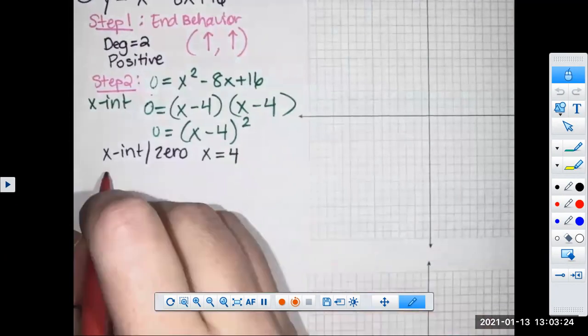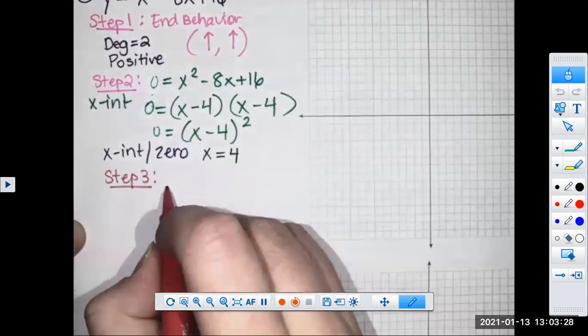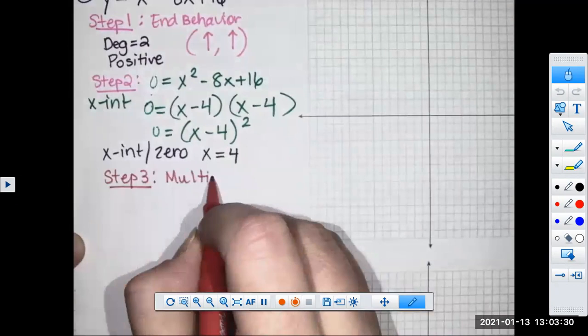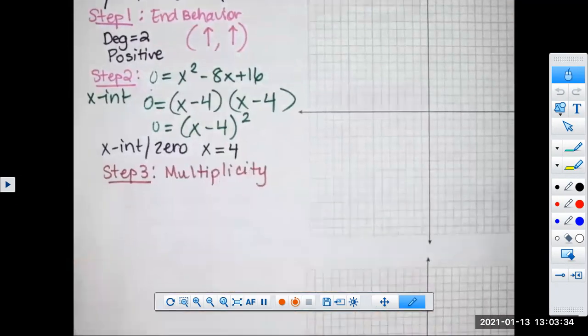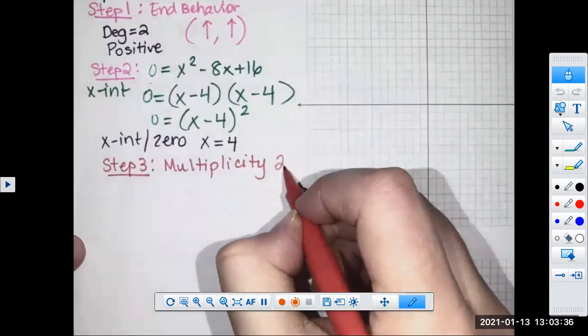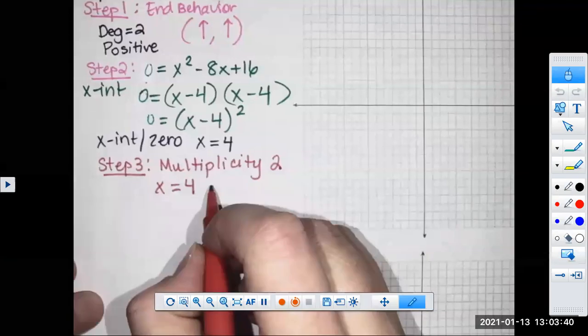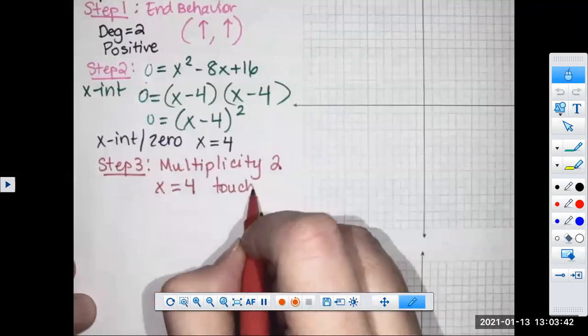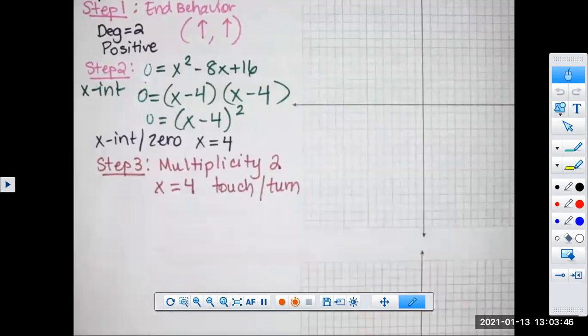All right, step 3 was determine the multiplicity. How many times did you see x minus 4? 2. So it has a multiplicity of 2. So at x equals 4, that's an even multiplicity. So your graph should touch and turn. If it was an odd multiplicity, the graph would cross over the x-axis at 4. But you're going to see it's going to touch and turn back.